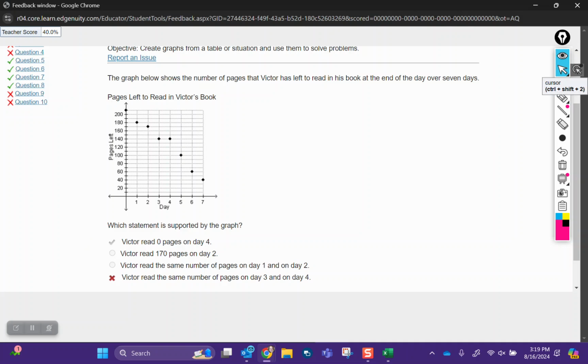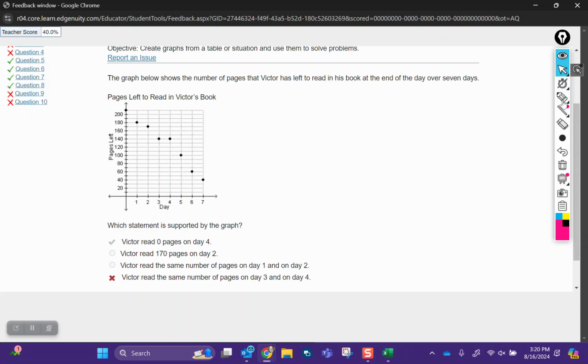He read 0 pages on day 4. He read 170 pages on day 2. No, that's how many he has left to read. He read the same number of pages on day 1 and on day 2. Day 1, he was on 180. He read 10. Nope. He read the same number of pages on day 3 and 4. Nope.